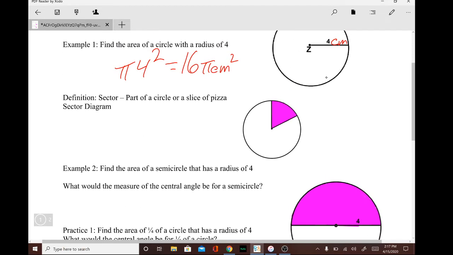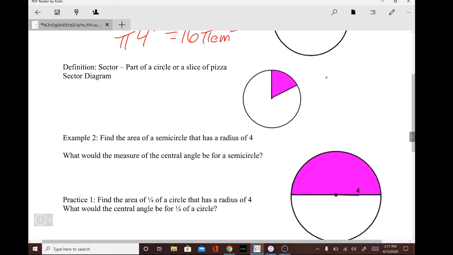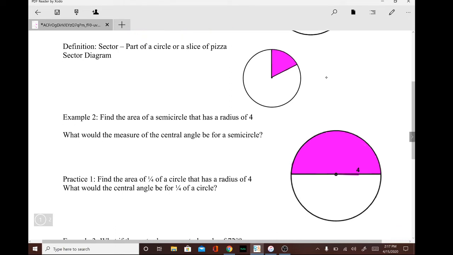So if we want to find the area of part of a circle, a sector, we need to find some type of formula that's going to work for everything. Now, let's find the area of a semicircle that has a radius of 4. This semicircle is going to be half of our circle. We could do 1/2 of pi r squared, because we have 1/2 of the circle that has been shaded. So 1/2 times pi times our radius of 4 centimeters squared gives us 8 pi centimeters squared for the area of this sector.